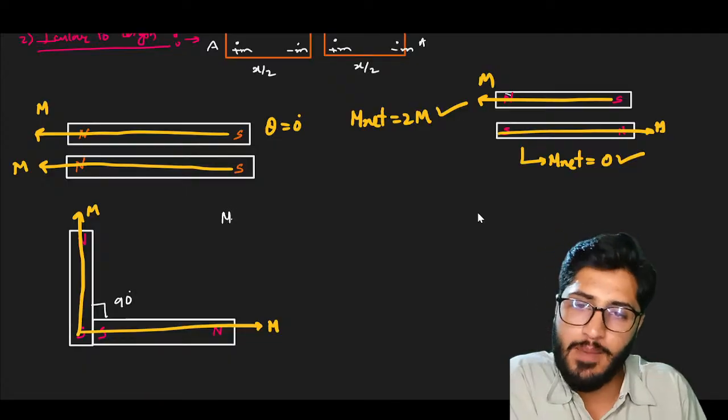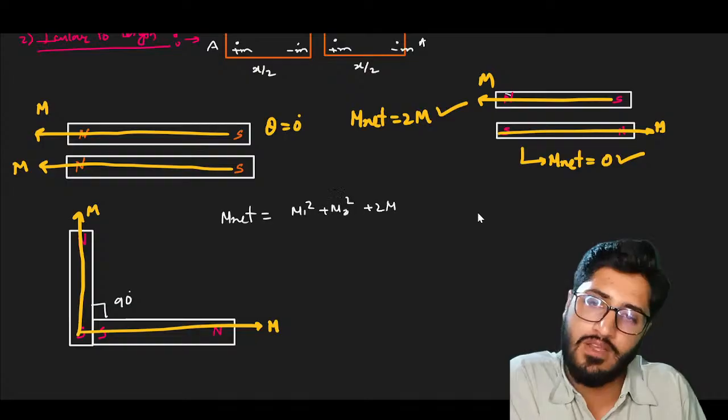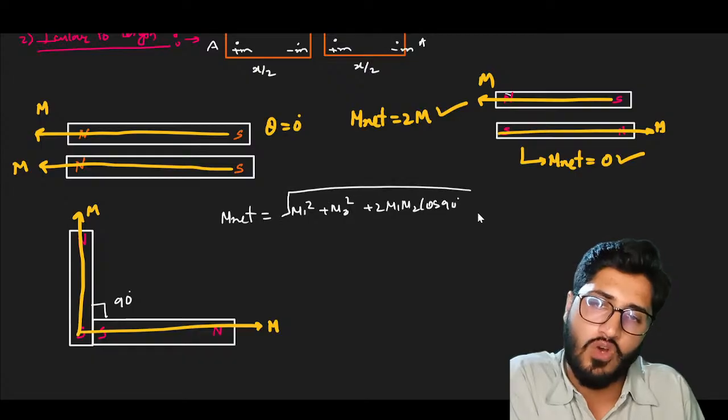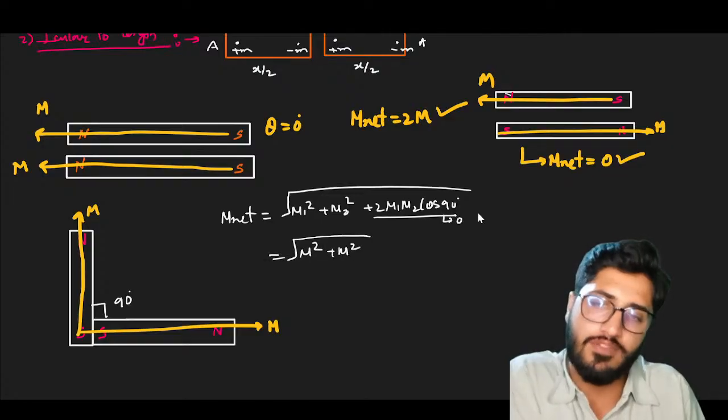What is M net? You can write, sir, M1 square plus M2 square plus 2 times M1 M2 cos 90 degree. Cos 90 is 0. So I can write M square plus M square, then root. Is it how much? M root 2.